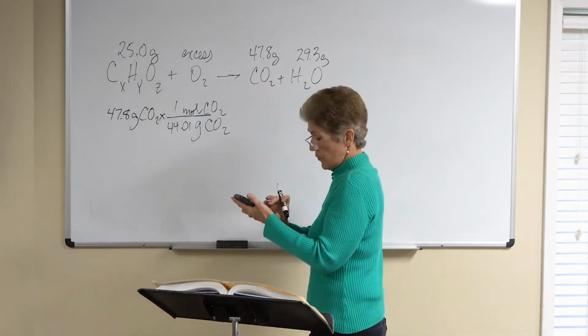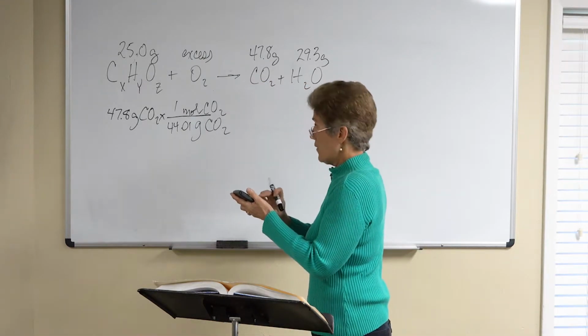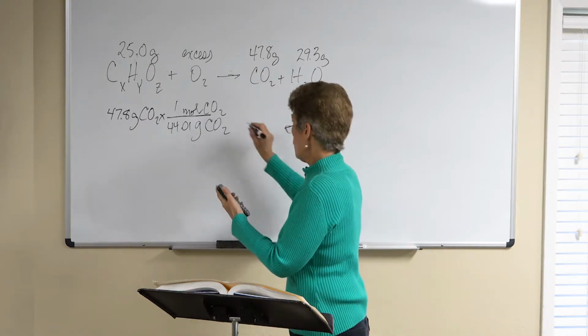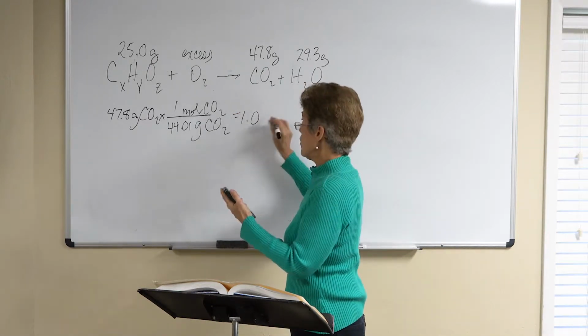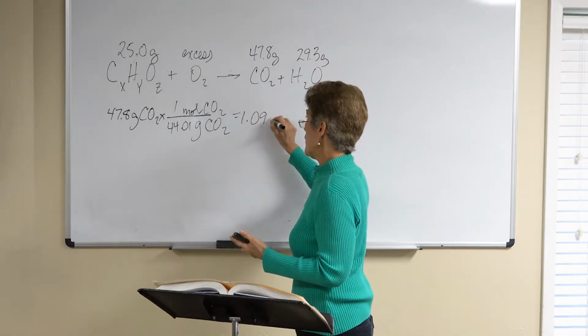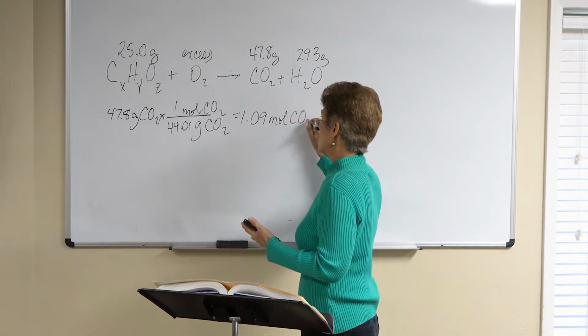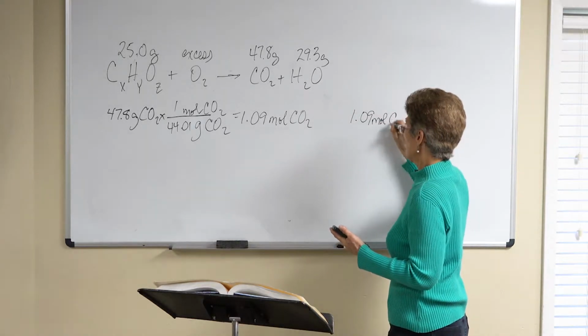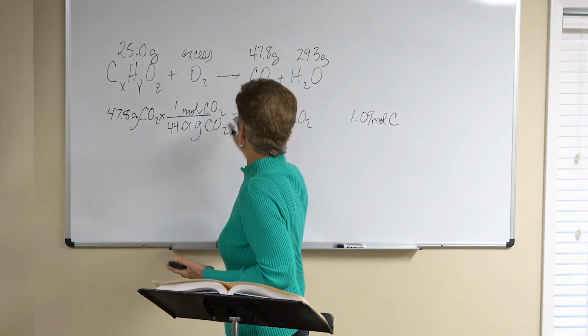47.8 divided by 44.01 equals, to 3 significant figures, 1.086, so I'm going to go to 1.09 moles of CO2. So that tells me I have 1.09 moles of carbon. Okay, now let's find the water.